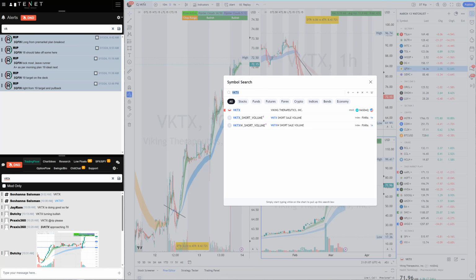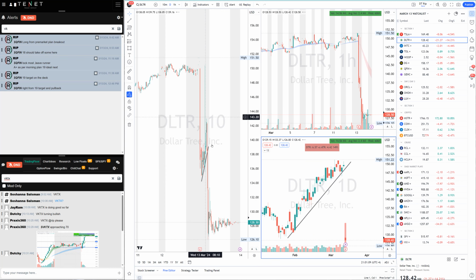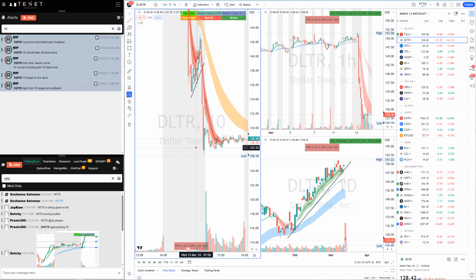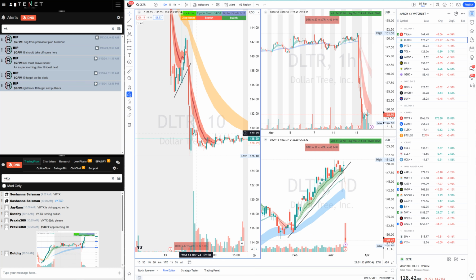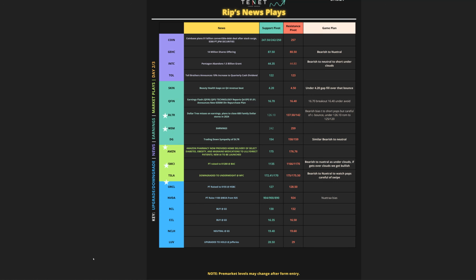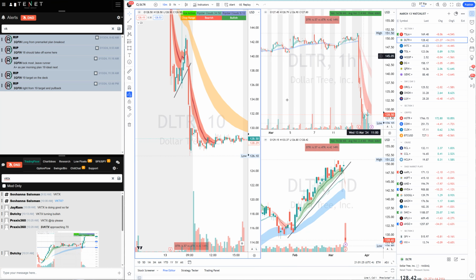So let's talk about DLTR. I did not touch DLTR in the morning. It was heavy, it was a short, because of the bounce, right? So it was our news play. Let's go back and see the news play. The bearish bias to short the pops, but careful of a C minus bounce under 126.10. We have room to 125, 120.